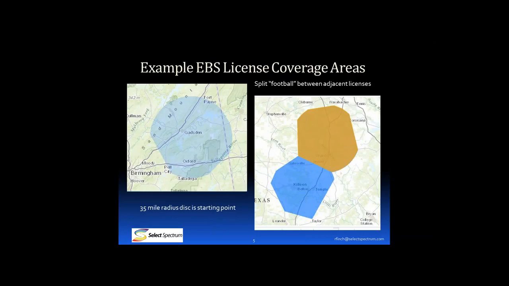One of the changes that occurred at the time when the FCC ruled that they were going to allow two-way service is that the original licenses had a disc shape, or circular diameter. A 35-mile radius was the licensed area. And so you had full coverage of that area.